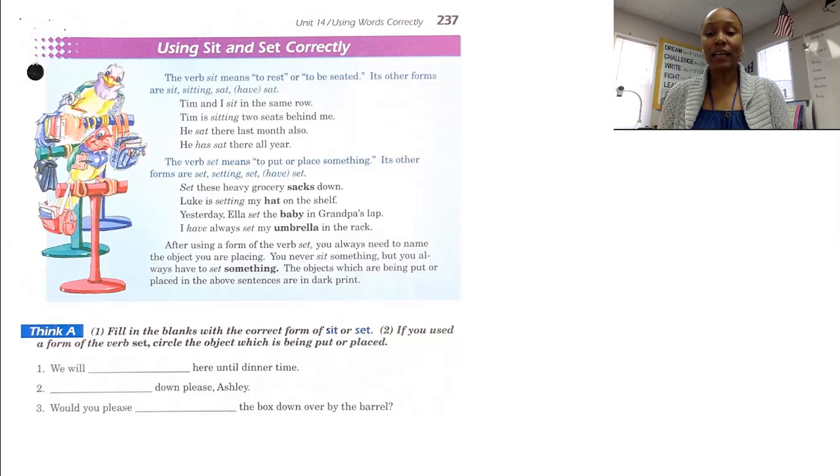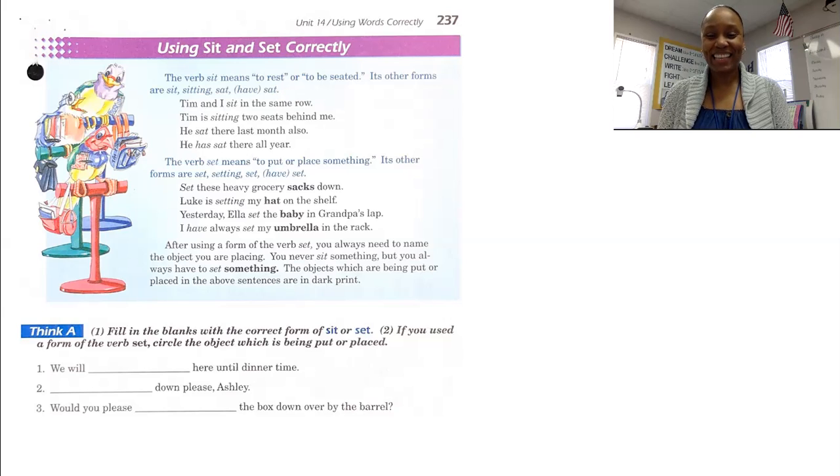The verb set means to put or place something. Its other forms are set, setting, set, have set. Let's look at the examples that they have. Set these heavy grocery sacks down. Luke is setting my hat on the shelf. Yesterday, Ella set the baby in Grandpa's lap. I have always set my umbrella in the rack.